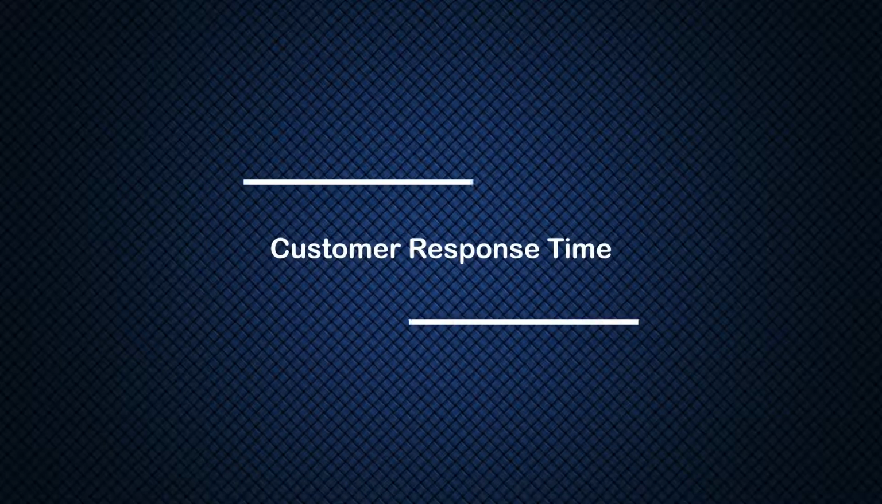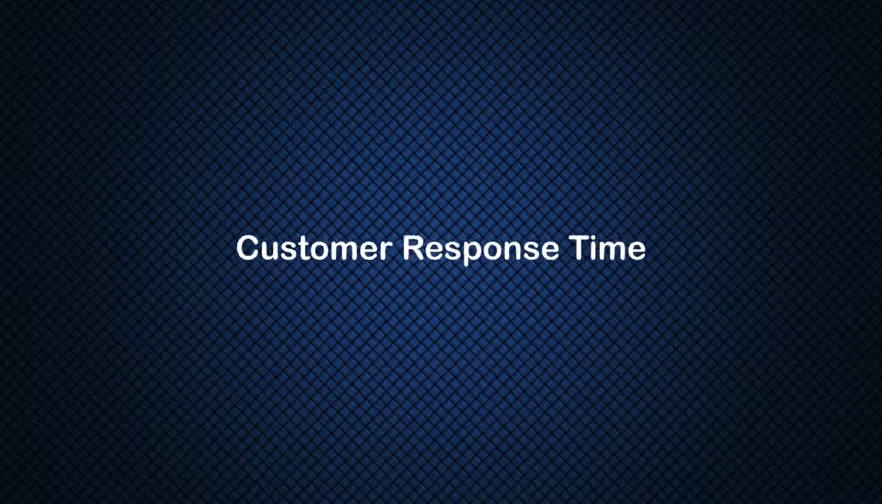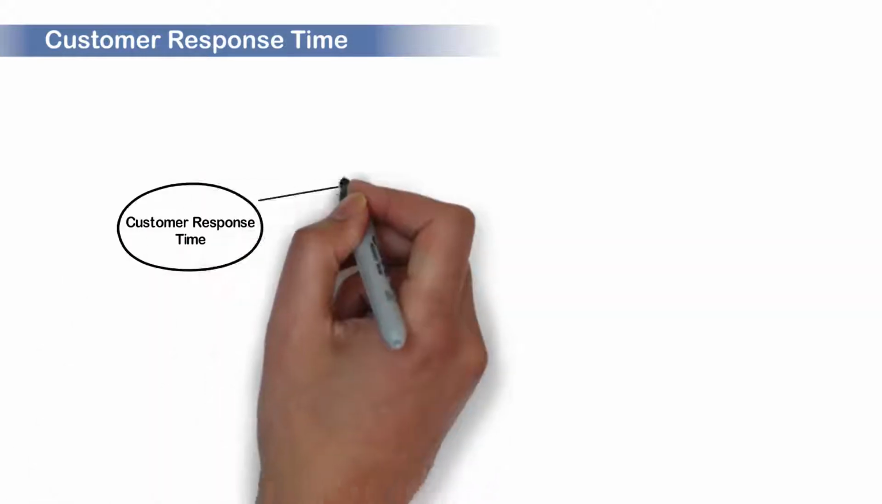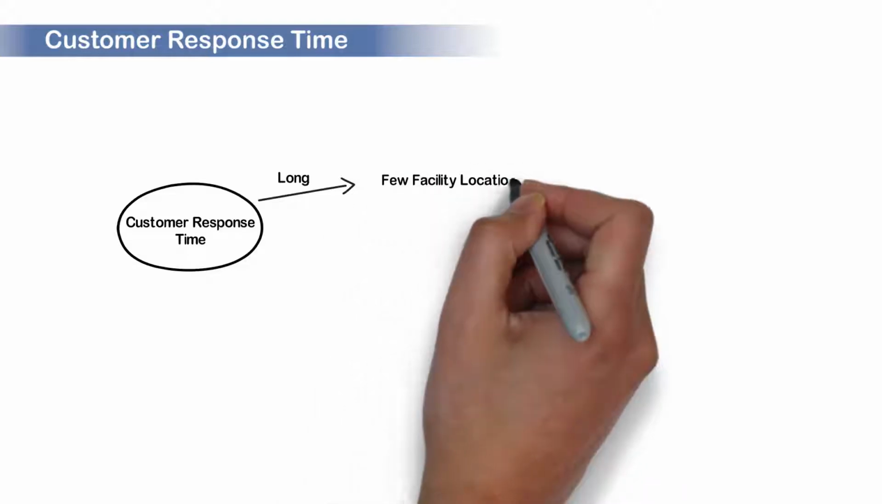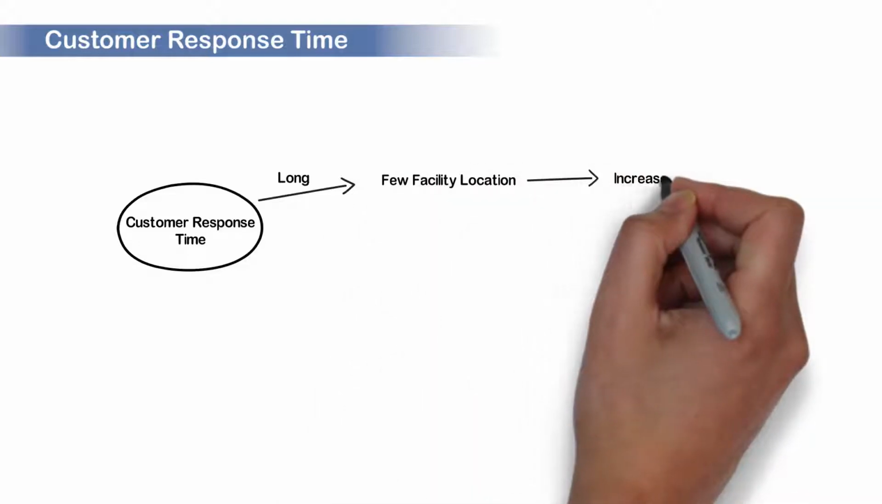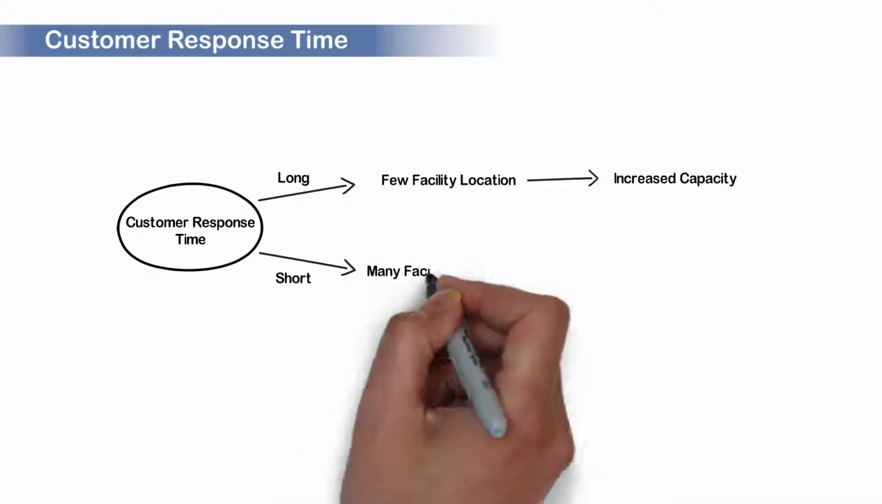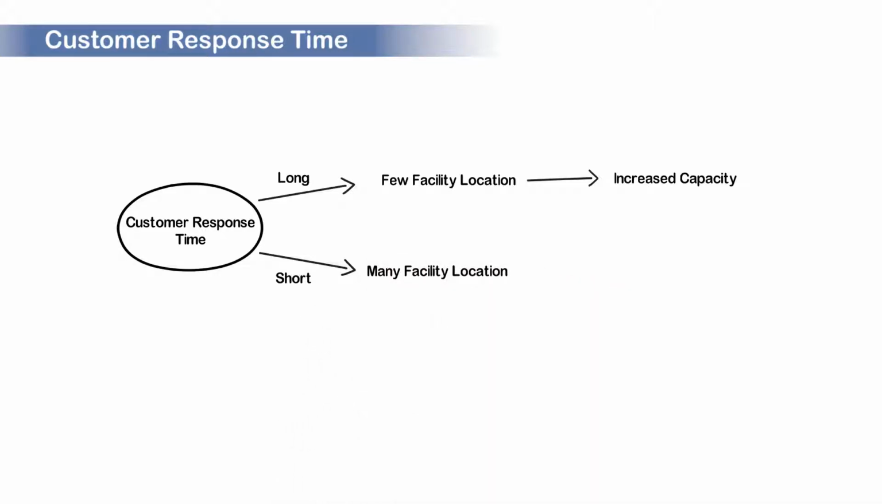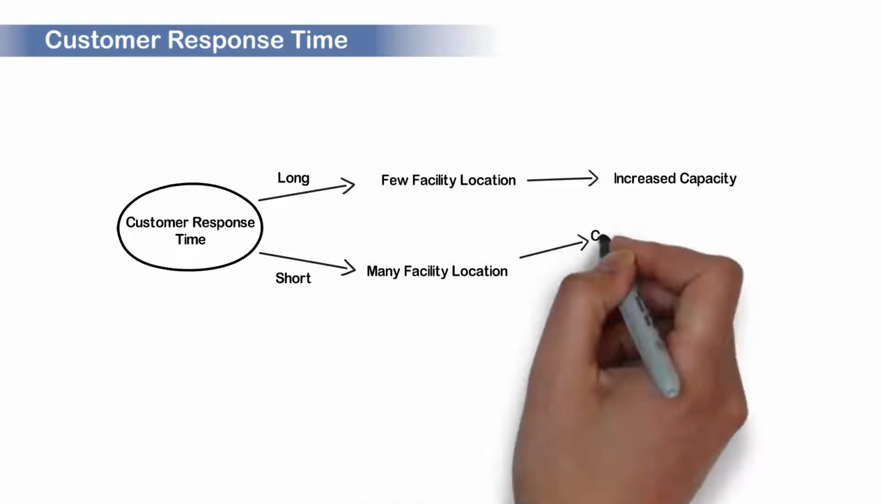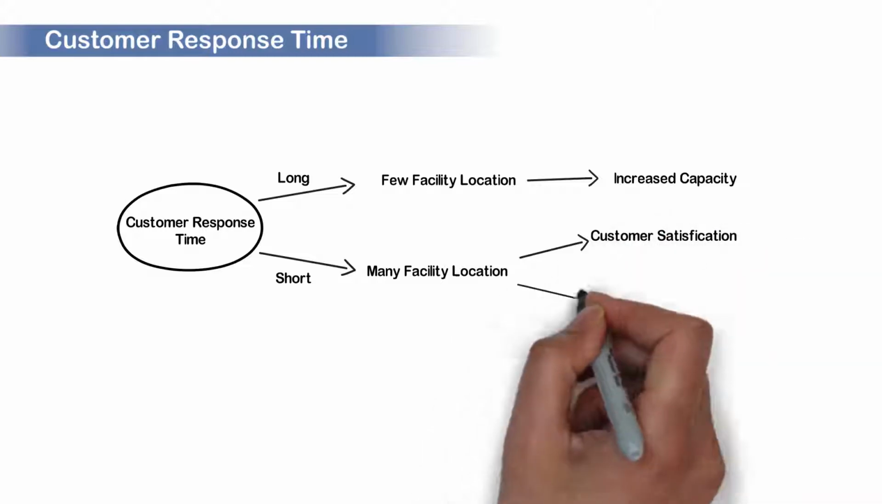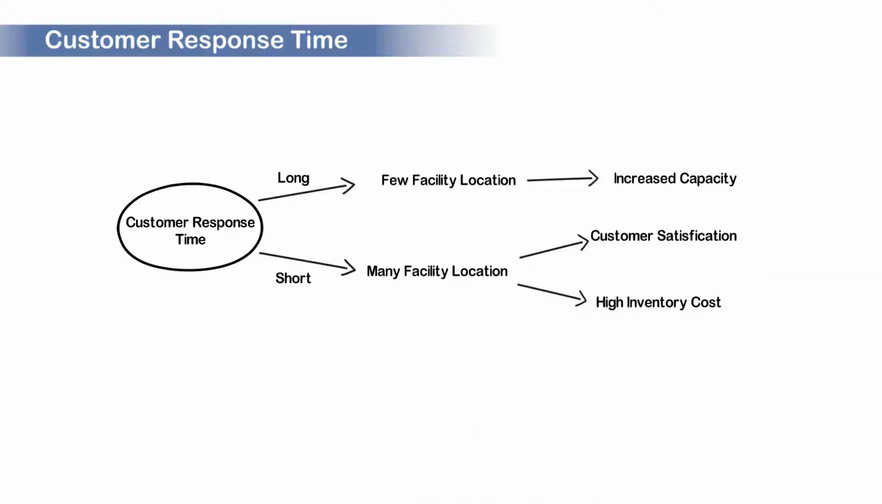The next factor is the customer response time. When customers can wait for a longer response time, the company can plan to have a few facility locations and can increase the capacity of the location. Whereas, when a customer wants a faster response time, the companies have to increase the number of facilities in the network to satisfy the customer requirement. This results in an increase in inventory cost.